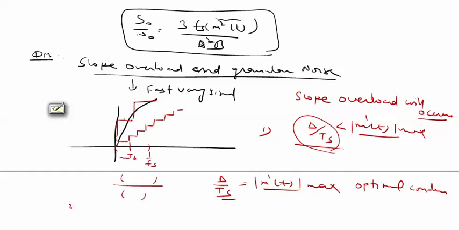Case three: if the slope of the modulator is greater than the maximum slope of the message signal, this type of error is known as granular noise. It is due to a slow varying signal, with a large span of time and small amplitude variation, meaning the amplitude variation is within the step size.